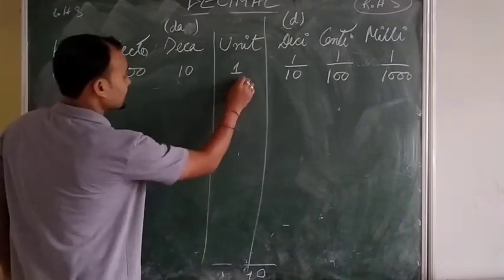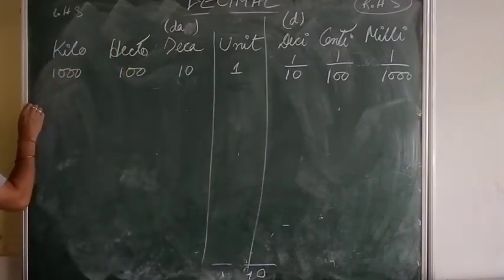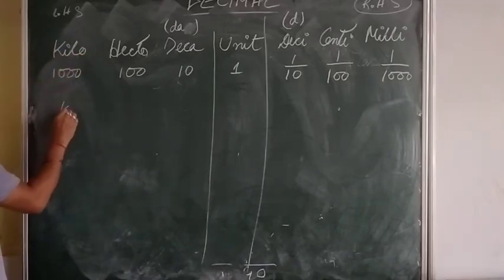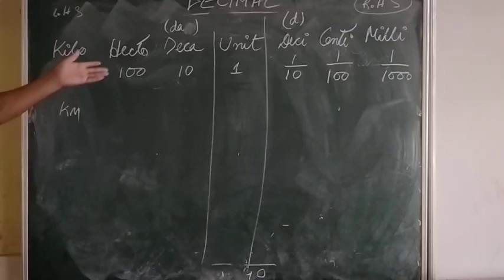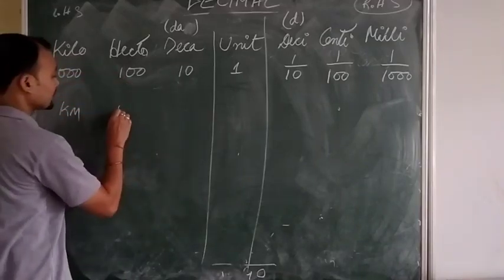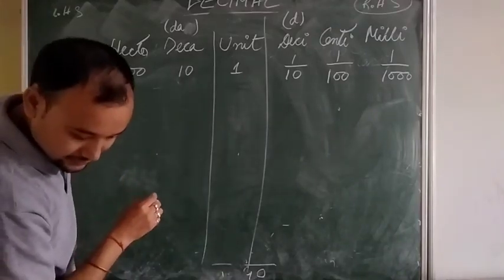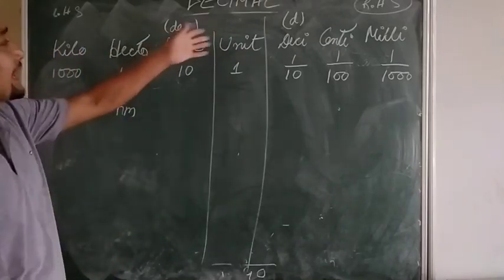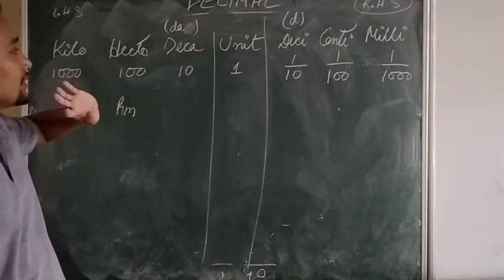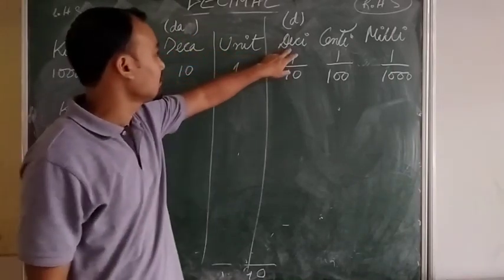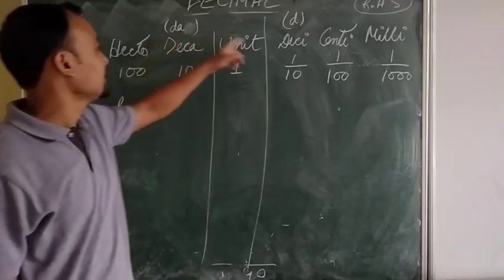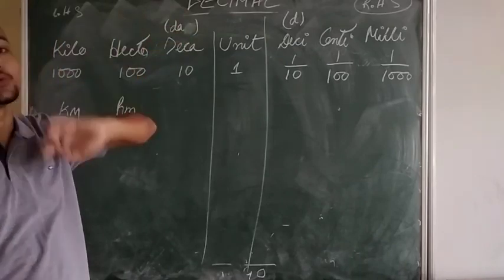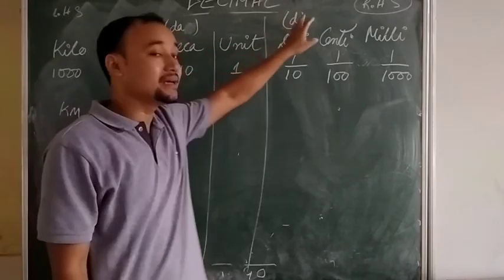Okay, let's see. The quantities can be anything. It can be in terms of length. If I give length, then kilo is kilometer. Hecto is hectometer, HM. See, decimeter and decameter both have D as common, and the second letter is also E. So don't get confused. In case of deca, DA is used, and in case of deci, single D is used.